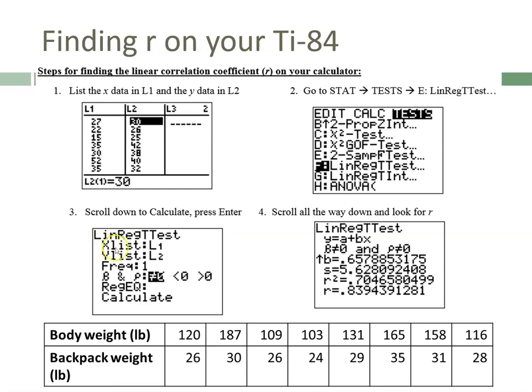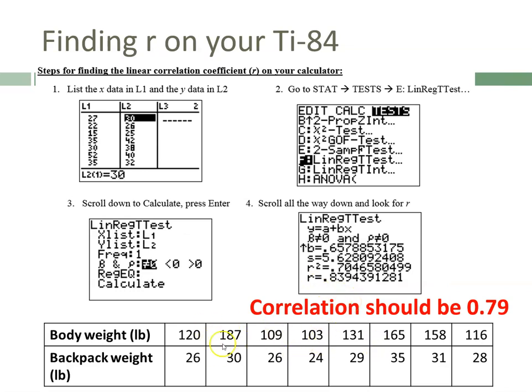You're going to have your explanatory in list 1, your response in list 2. Ignore everything else, and then go down here and you click Calculate. It's going to give you this nice long screen. You need to scroll down, and the very final value they give you is R. So for this data, you should get an R value of 0.79. So go ahead and pause this video if you need to, and make sure you can calculate R given a set of data.